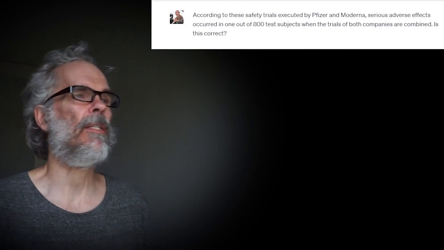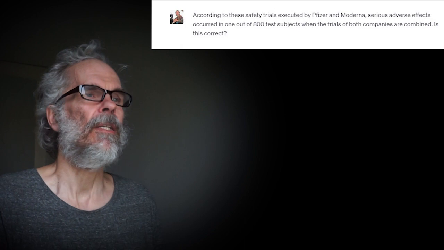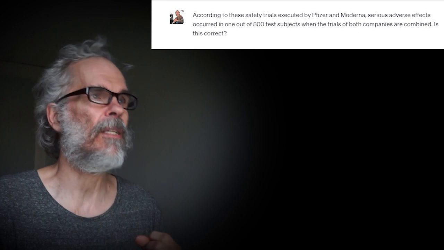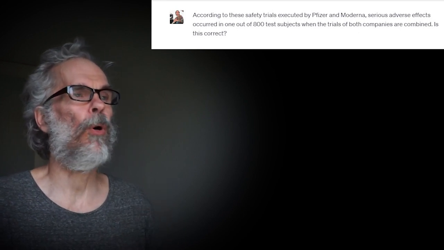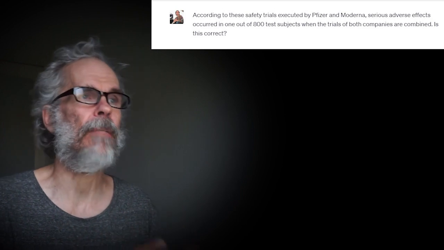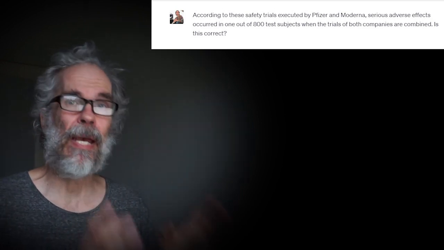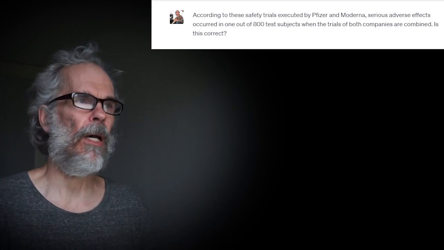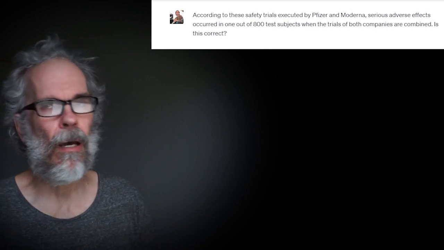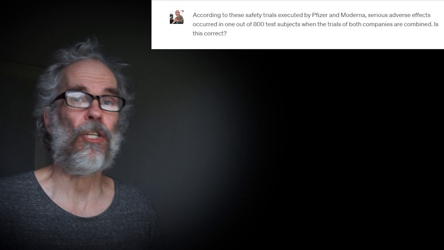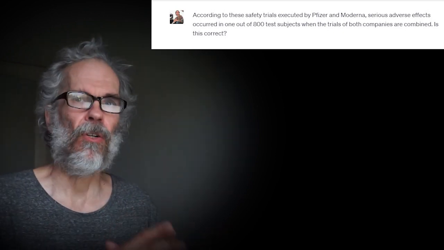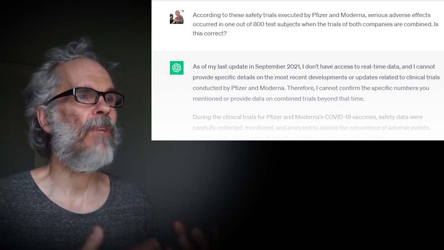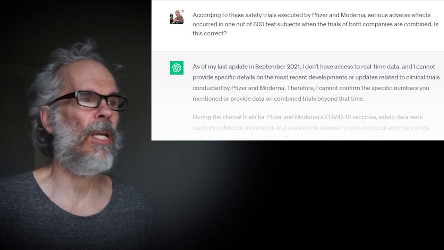According to these safety trials executed by Pfizer and Moderna, serious adverse effects occurred in 1 out of 800 test subjects when the trials of both companies are combined. This is a fact that is based on the actual data from the Pfizer and Moderna information, and this has been addressed by many professional people. Is this correct? Now, at this point, ChatGPT reveals that it doesn't have the information to reply to this question.